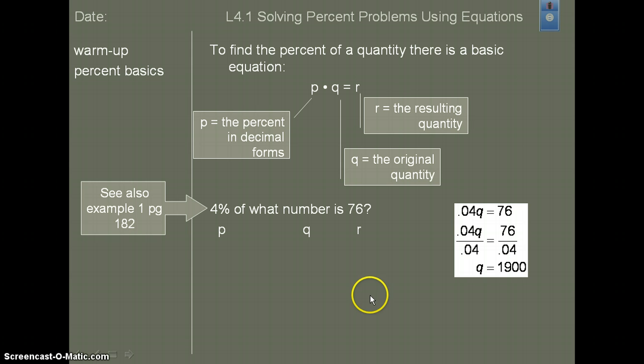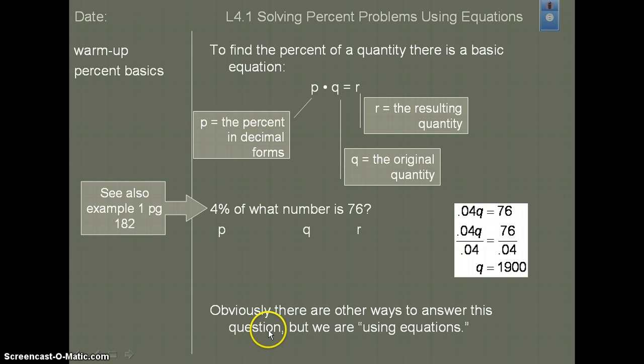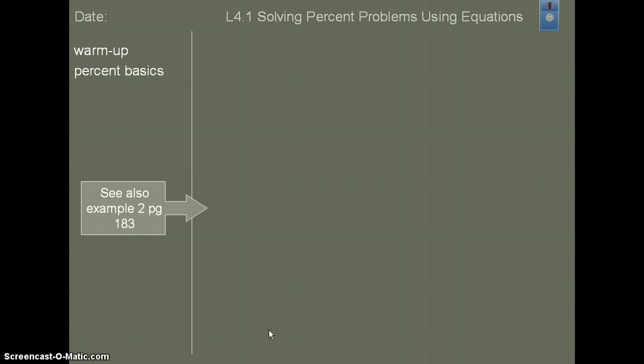We can always check our answer by testing what is 4% of 1,900. 0.04 times 1,900. Does that equal 76? Hopefully that would be the case. Obviously there are other ways to answer this question, but today we are going to be using equations. Let's take a look at another one.